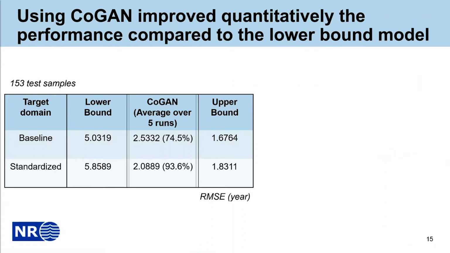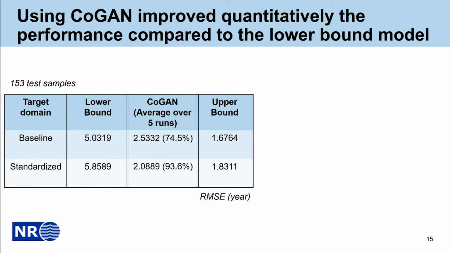So we evaluate the performance of the models in terms of root mean square error between age predictions and age read by human experts for the two versions of the data, the baseline and the standardized. To better understand the presented table, let's pay attention to the second column, which corresponds to the lower bound model. By lower bound model, I mean the model trained using labeled data from the Norwegian lab, using no domain adaptation at all.